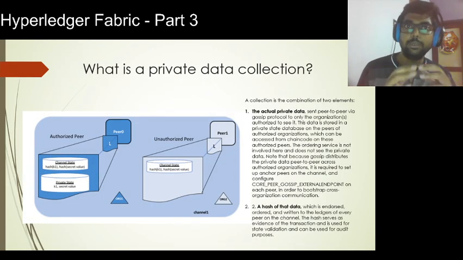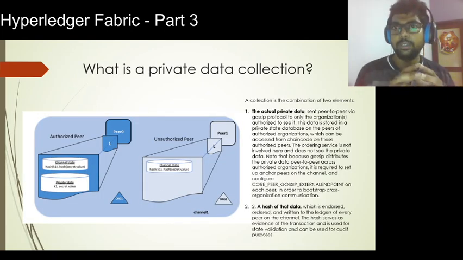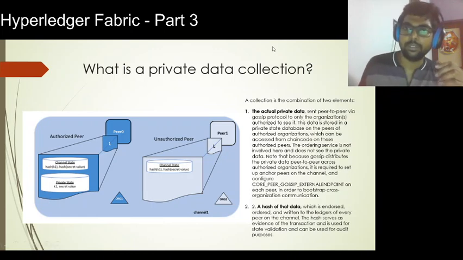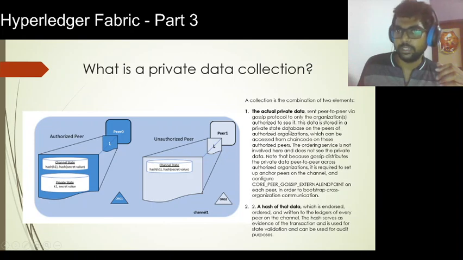Okay. Then what is a private data collection? Now it's very important. A private data collection combines two things. One is the actual private data, and the other one is a hash of the data. The actual private data is sent peer to peer via gossip protocol to allow the authorized organizations to access it. This data is stored in the private state database on the peers of the authorized organizations, which can be accessed from the chaincode on these authorized peers. The ordering service is not involved here and does not see the private data. Note that because of gossip, the private data goes peer to peer to the authorized organizations, so it is not required to set an anchor peer.